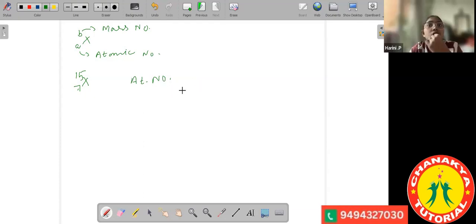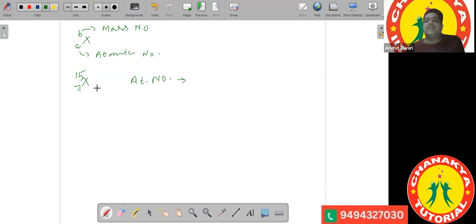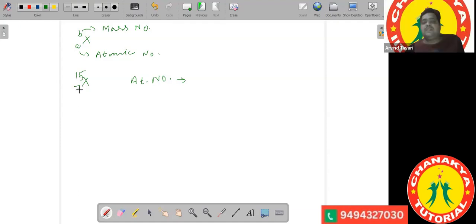Sir, is it nitrogen? No, I'm asking the atomic number. Oh, okay. The atomic number, 7. By these symbols, you can guess that whatever has been written over here, that is the atomic number. So its atomic number is 7. Its mass number is 15.